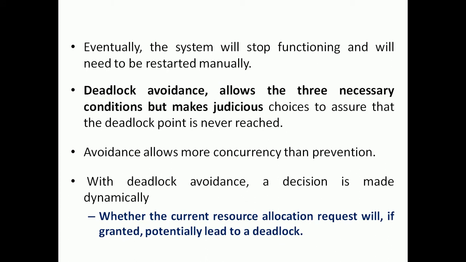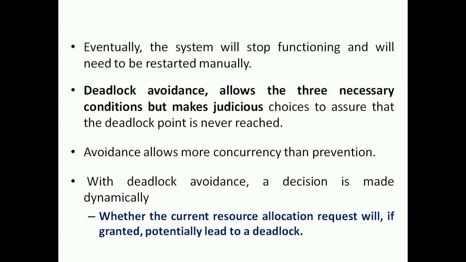So deadlock avoidance allows the three necessary conditions but makes judicious choices to ensure that the deadlock point is never reached. That is, we have to carefully monitor those three conditions to overcome the deadlock. Deadlock avoidance allows more concurrency than prevention. That is, parallel execution is more important than in prevention. When the deadlock is considered, we have to make the decision in such a way that the current resource allocation request will be granted.